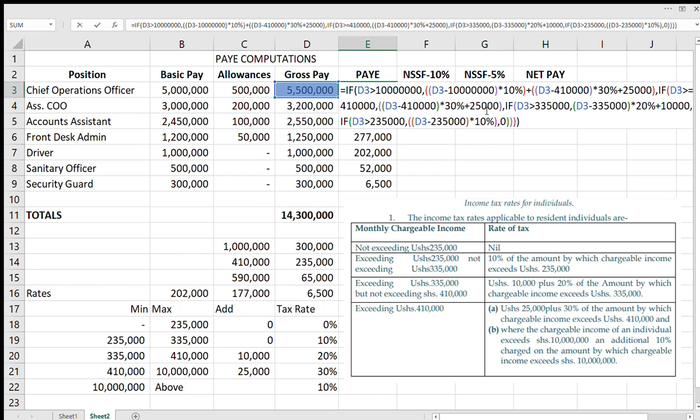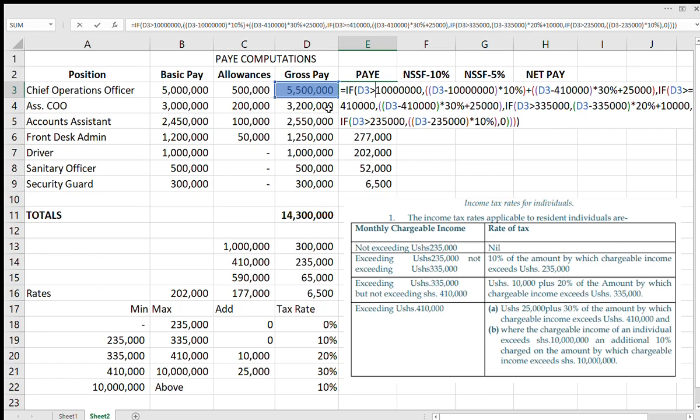So that's why I said if D3 is greater than 10 million, let the computer say D3, that amount in D3, then take away the amount for which it is going above it, D3 minus 10 million, then to be making it 10%, then plus, because the person is also going above the 410, plus that D3 amount minus 410, the rate is 30 plus 25,000 here, 25,000 there. Then you go to another if for the other range.